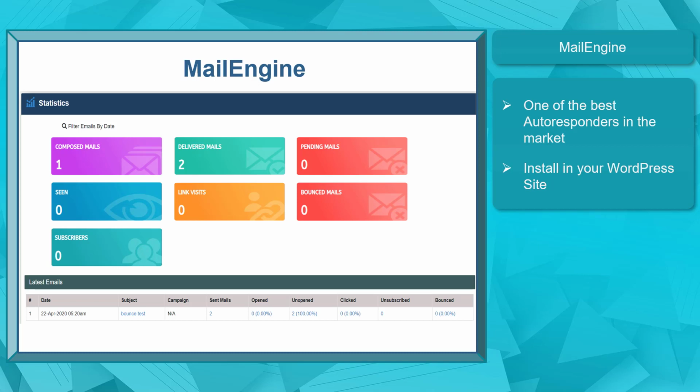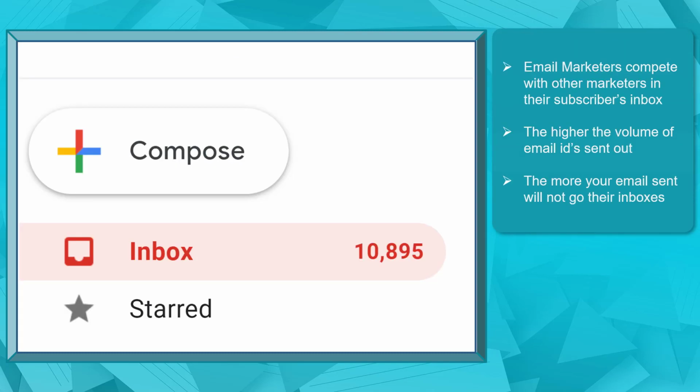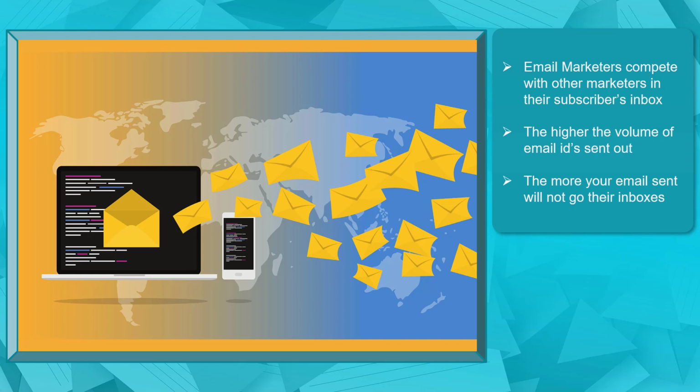MailEngine is an autoresponder that you can install inside WordPress. Email marketers want their messages to land on their subscribers' inboxes. It's the first thing that people will see as they check their mail. The promotions folder is less likely to be seen. You may notice that as the volume of emails that are sent out goes higher, the less likely that your email will land in your subscriber's inbox.